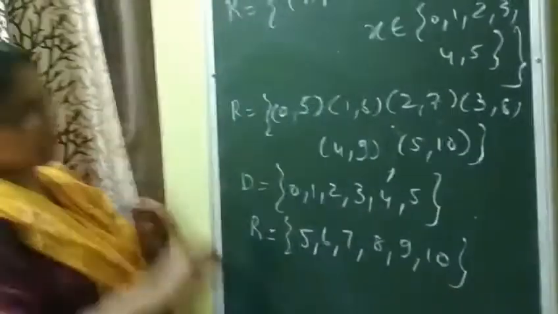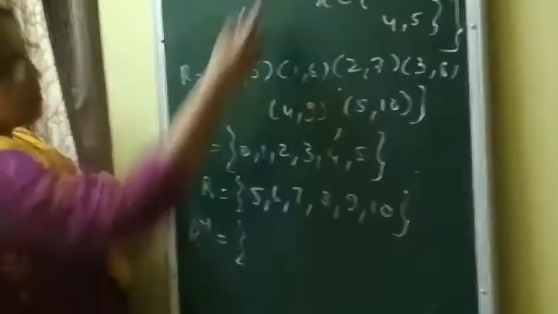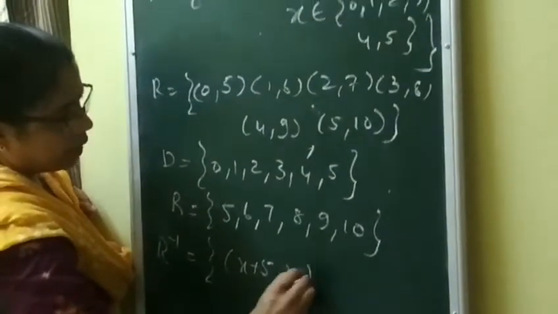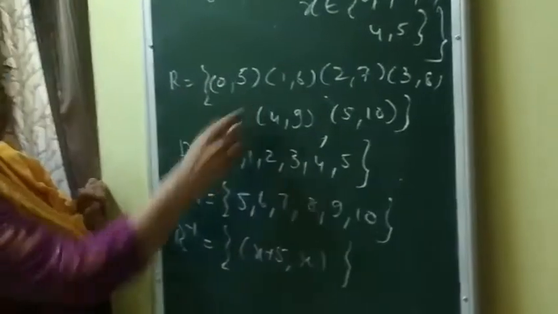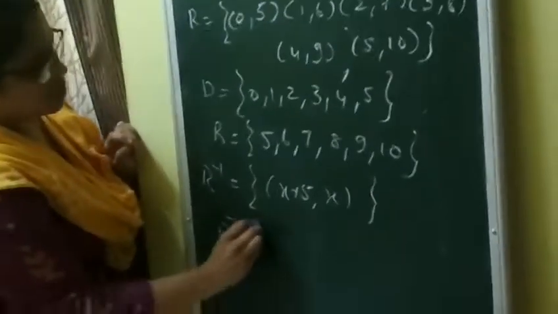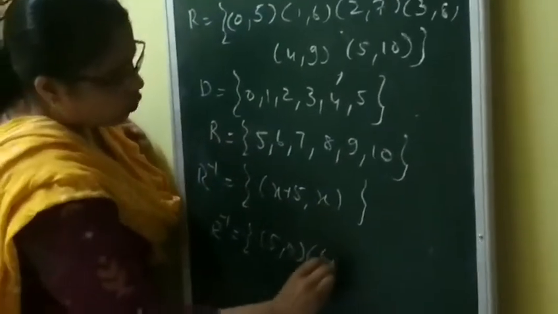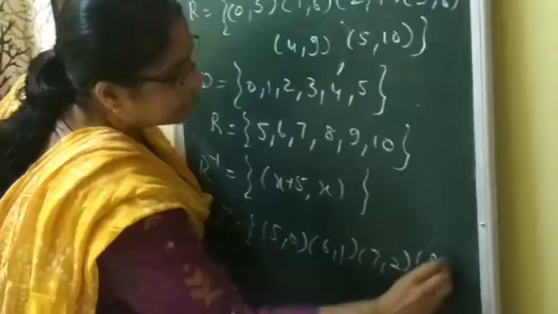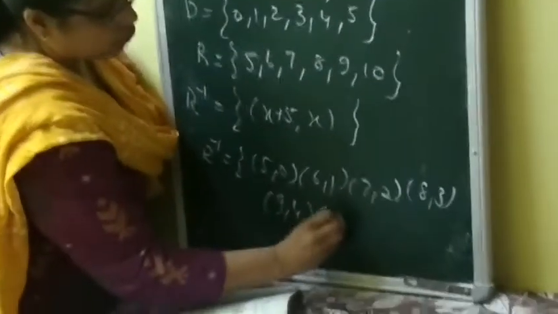अब R inverse क्या होगा? R inverse is just the reverse of this one. Reverse means क्या होगा? The first element becomes x + 5, the second becomes x, with the given condition that you know. Now we can write R inverse: (0, 5) becomes (5, 0). Just interchange the values: (6, 1), (7, 2), (8, 3), (9, 4) and (10, 5).